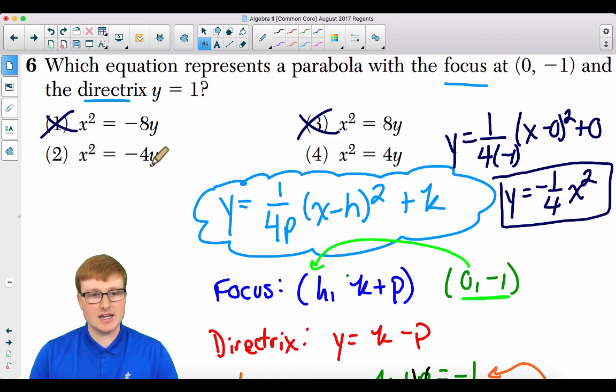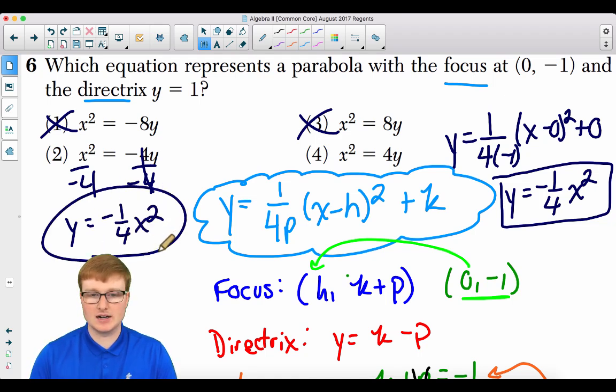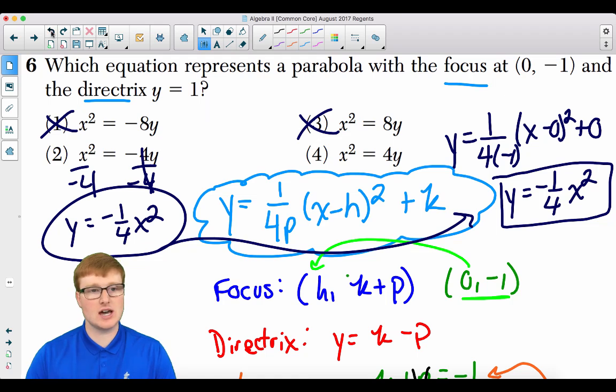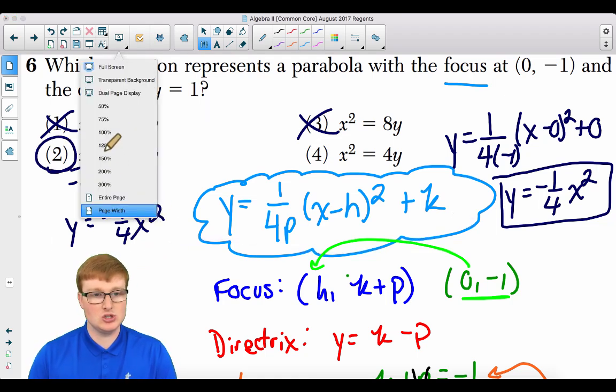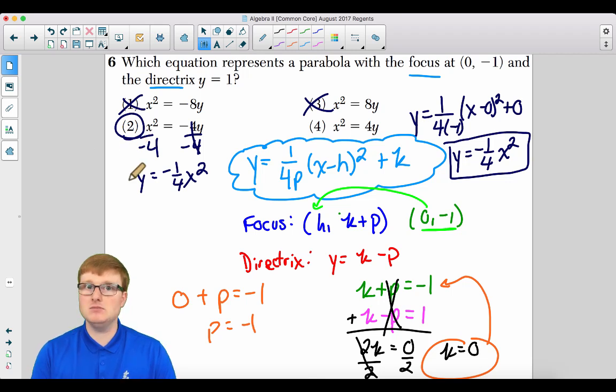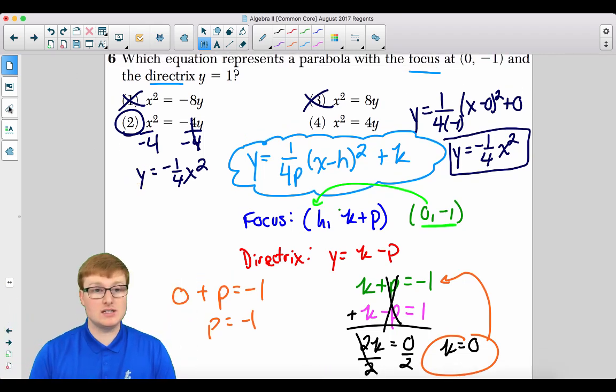Take a look at choice 2. x squared equals -4y. We'll just divide by that -4 on both sides. Hey, what do you know? That's the same thing as what we have over here. Sweet. So we just got our answer. Your answer for this question is going to be choice 2. Not too bad. Just understand focus and directrix and you're good to go. All right, cool. Moving on to number 7.